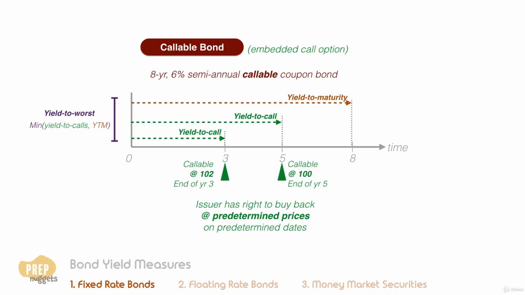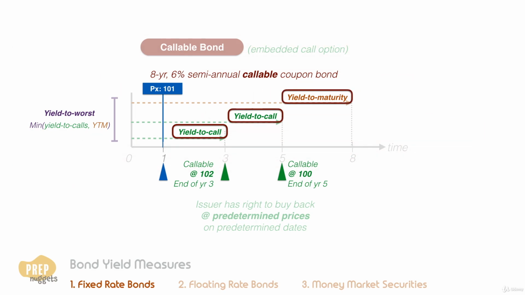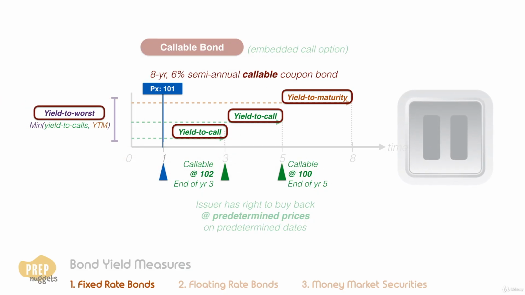Let's pause for an exercise. This 8-year 6% semi-annual callable coupon bond is currently trading at 101 exactly 1 year after issuance. Determine the yield to call if the bond is called at the beginning of the 4th year. Yield to call if the bond is called at the beginning of the 6th year, the yield to maturity of the bond, and subsequently the yield to worst of the bond. Pause the video now and work out your answers.